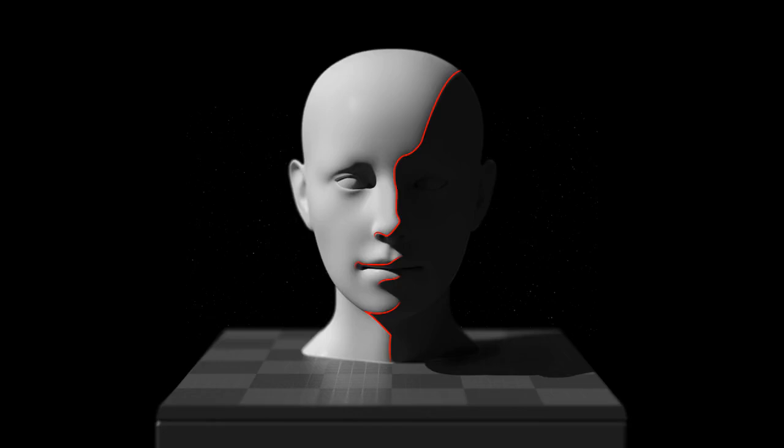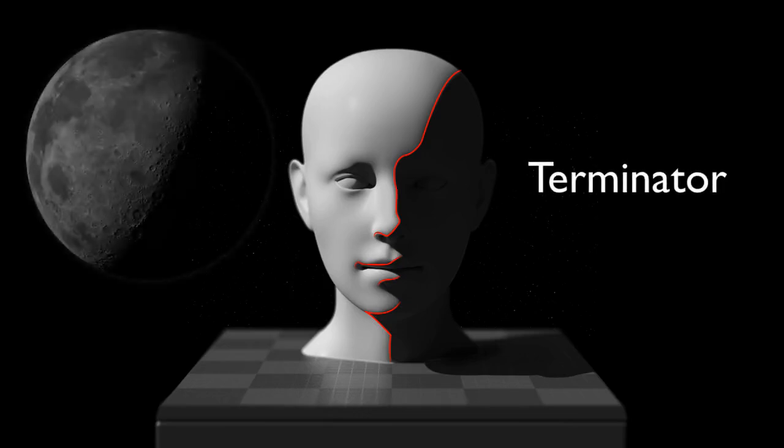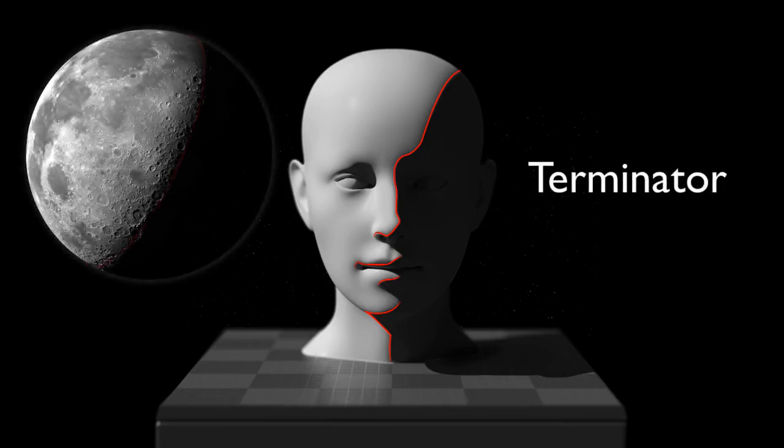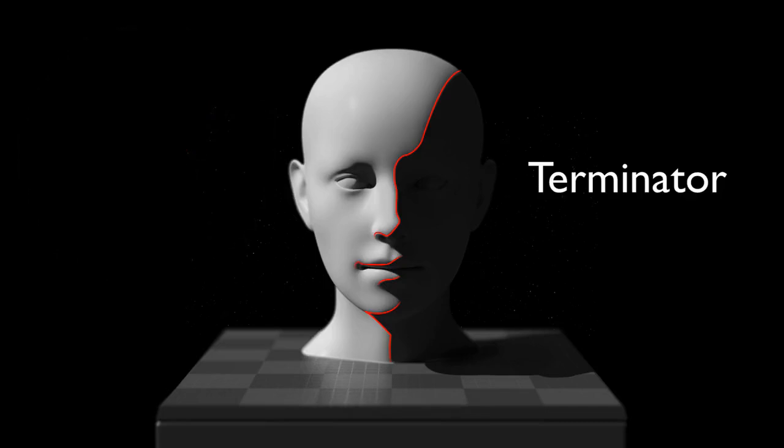I personally really like the word terminator. This is what astronomers call the dividing line on a planet between the dark side and the illuminated side. I like the word terminator because it reminds me that the light terminates at some specific point on the surface. Let me show you what I mean.